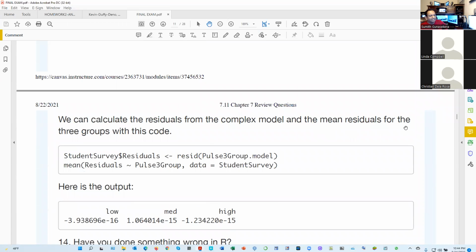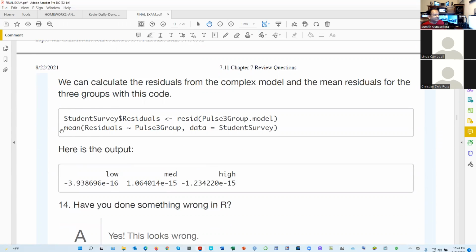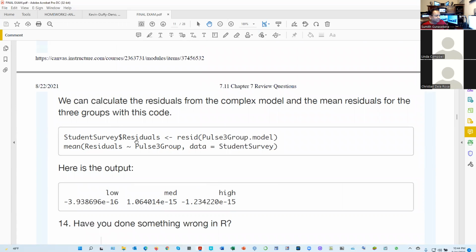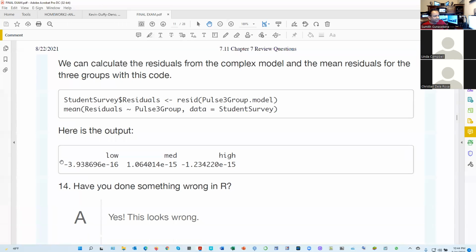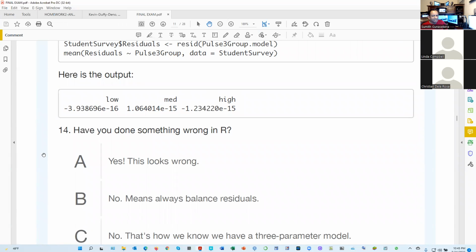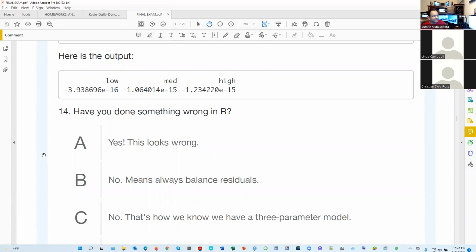the residuals from the complex model and the mean residual from the three groups in this code. If you go to the residuals, you get the mean. That will give the mean of those. So these are the residuals: the low group, medium group, high group. I'm talking about residuals and their averages. Have you done something wrong in R?